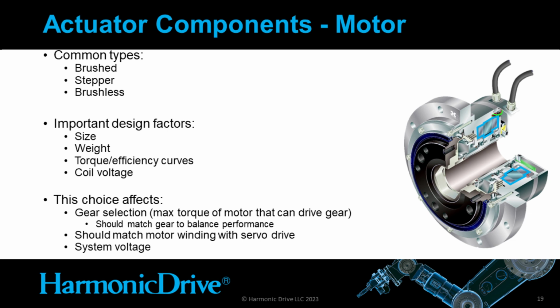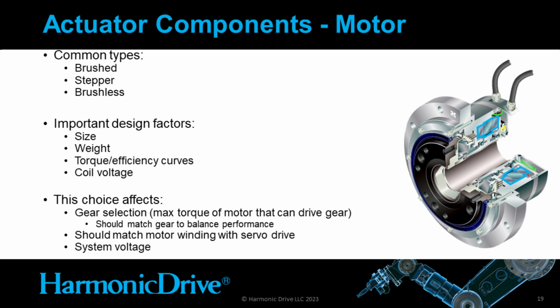The next most important component is the motor. There are many common types of motors that can be used. In precision actuators, there's a few that you would see more than others, which is why I've only listed three here. The first you might see is a brushed motor, which I'll go into more detail on all of these after this slide. Then we also have stepper motors and brushless motors.